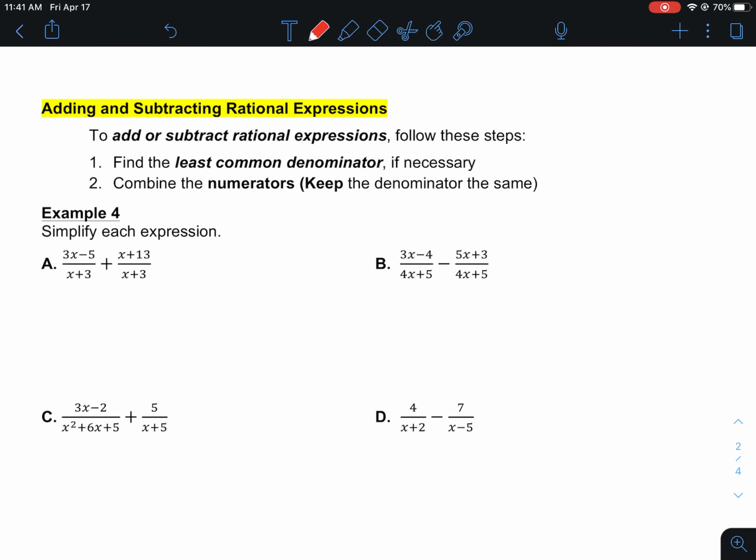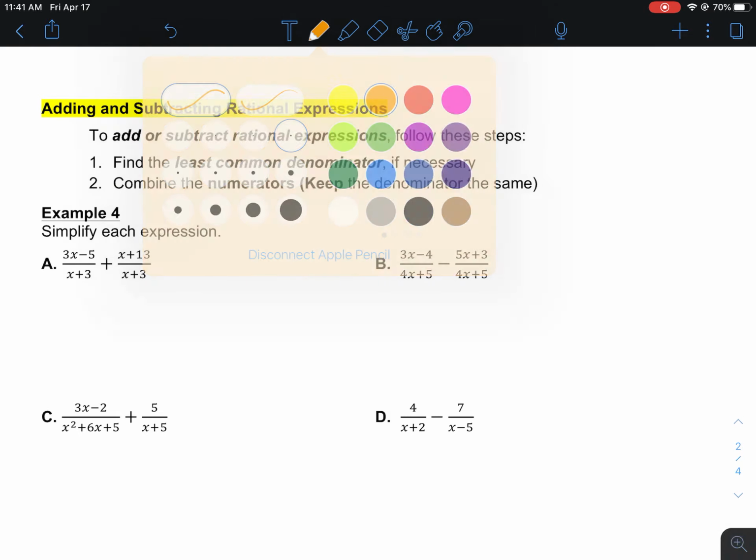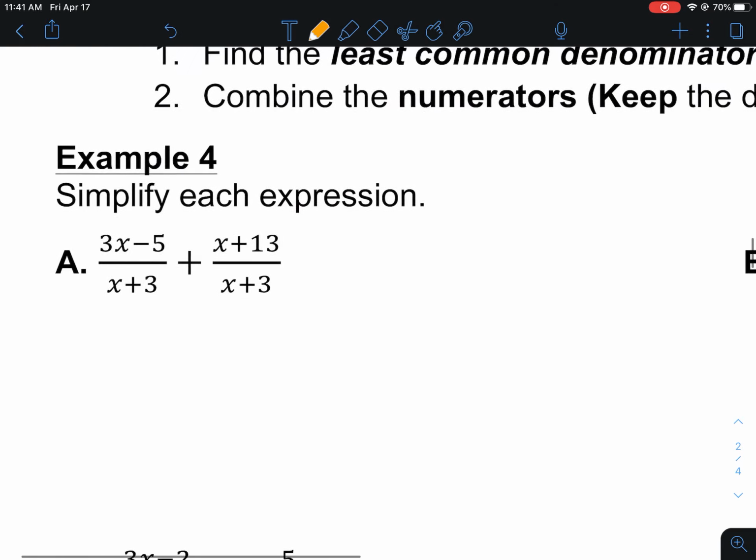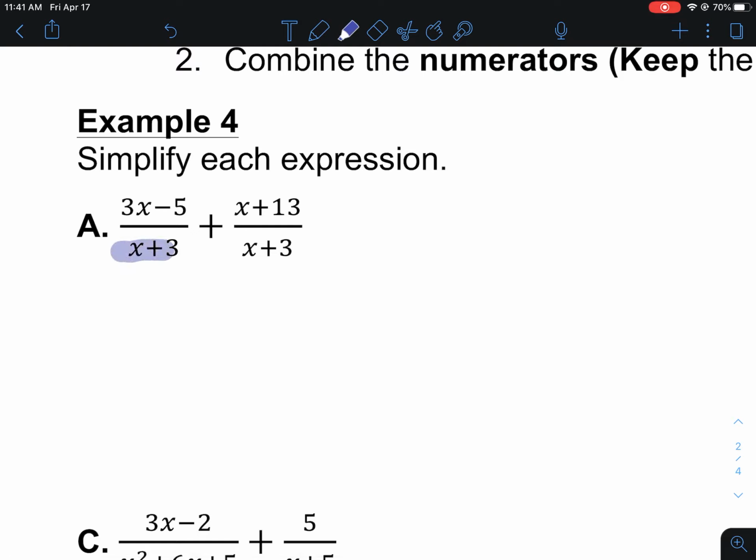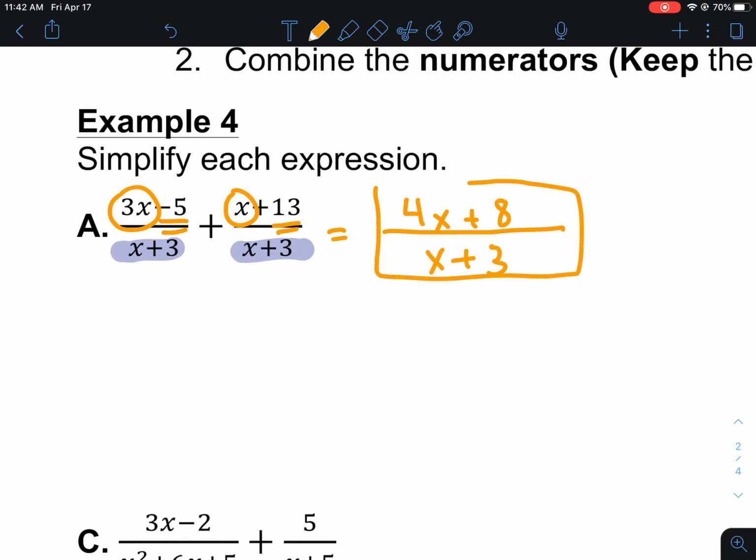All right, last is adding and subtracting. We're going to look at our denominators. If they are the same, then we're really happy. We're just going to add straight across. So for A, these are the same, so I'm going to keep that denominator, and then I'm just going to look for like terms. 3x plus 1x is 4x, negative 5 plus 13 gives me 8. Done.